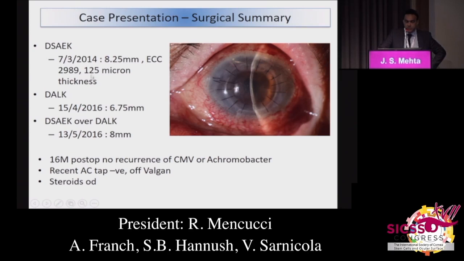So this is what he's like. He had a 125 micron graft. His ECC is about 2,900. His DALK was 6.75. His DSEK was 8 millimeters. 16 months post-op, he's had no recurrence of his CMV or Achromobacter, and he's just down to steroids once a day. I recently did a tap from him, and he's AC tap negative.